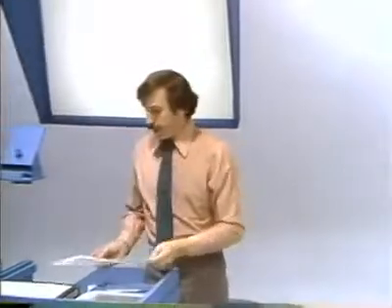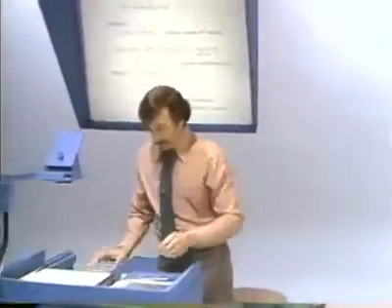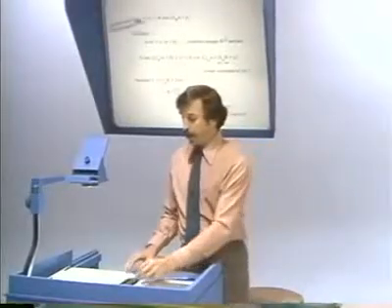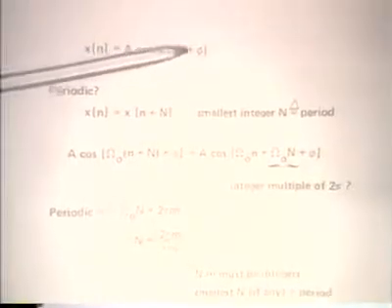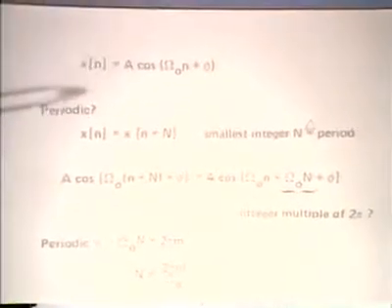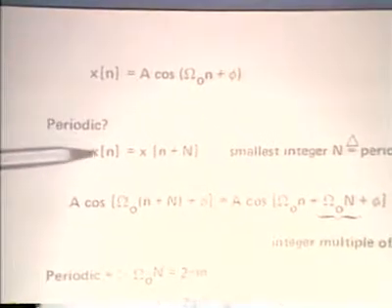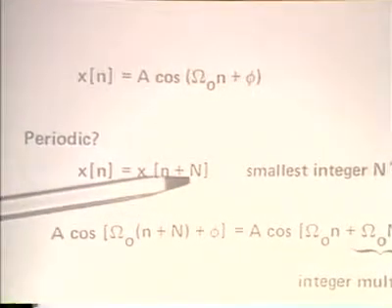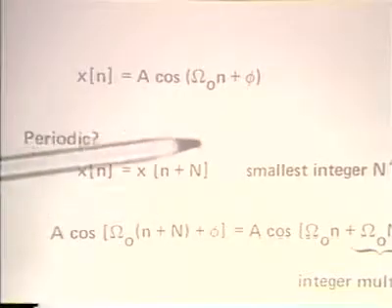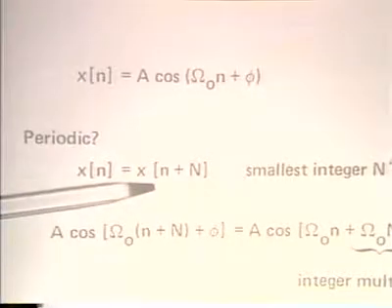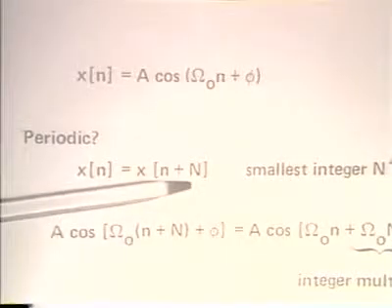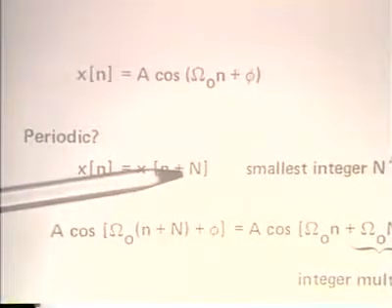To explore that a little more carefully, let's look at the expression again for a general sinusoidal signal with an arbitrary amplitude, frequency, and phase. And for this to be periodic, what we require is that there be some value, capital N, under which when we shift the sequence by that amount, we get the same sequence back again. And the smallest value of capital N is what we've defined as the period.